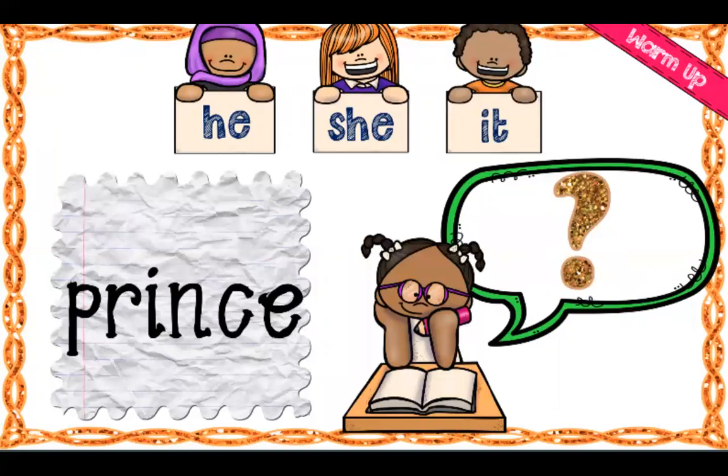All right, what's this next word? Prince. All right, so what should we change Prince to? Should we change it to he, she, or it? Is Prince a boy or a girl or a man or a woman? If it's a man or a boy, it's going to be he. If it's a girl or a woman, it's going to be she. And if it's a thing, it's going to be it. So, what is Prince? Say it out loud. Prince is a he. Very good.